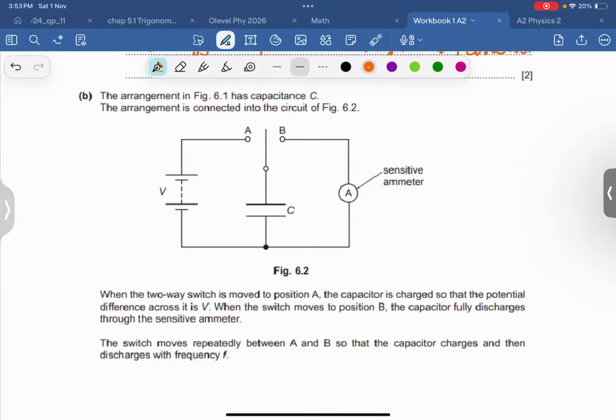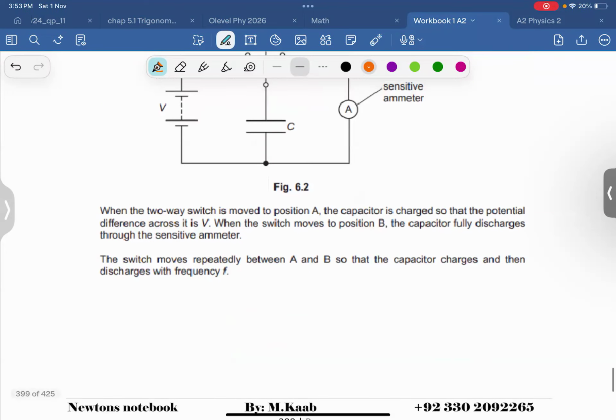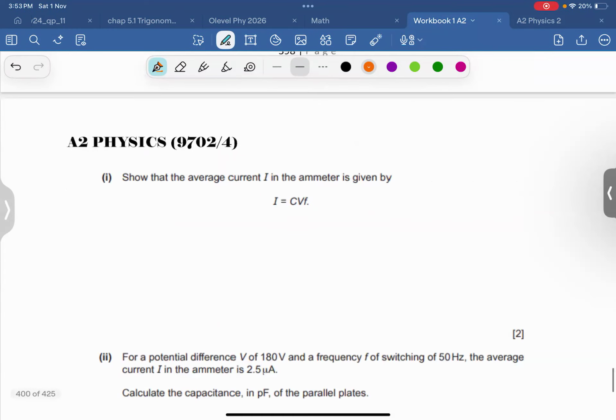They're saying that the arrangement in figure 6.1 has the capacitance C. The arrangement is connected into the circuit. Okay, so we have a two-way switch. It can either go to A or to B, for charging and discharging. When the two-way switch is moved to position A, the capacitor is charged so that the potential difference is V. Moved to position B, it is fully discharged through the resistor. The switch moves repeatedly between A and B so that the capacitor charges and then discharges with the frequency f. Okay, show that, we have shown it already.